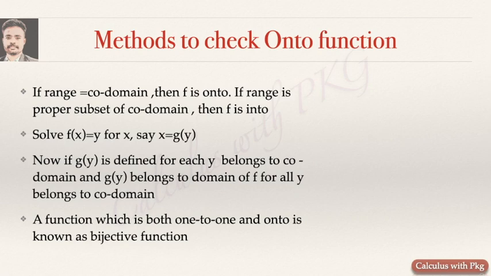Now how to check whether a function is onto or into? So we will solve f of x equal to y for x and find x as a function of y, say g of y. Now if g of y is defined for each y belonging to the codomain, and g of y belongs to the domain of f for all y belonging to the codomain, then the function is onto. A function which is both one-to-one and onto is known as a bijective function.